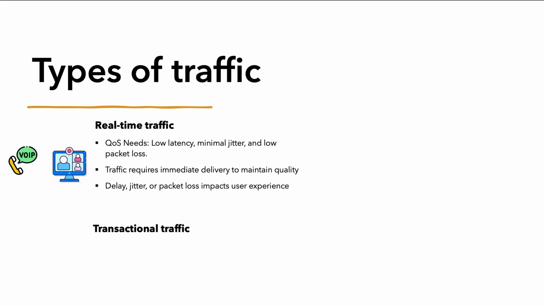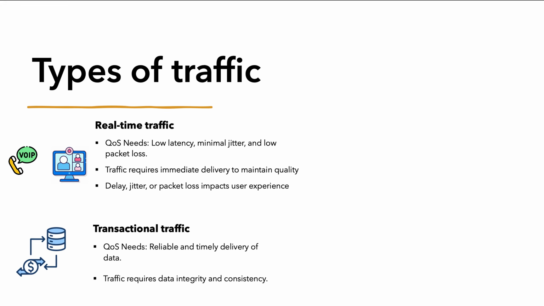The next type of traffic is transactional traffic, such as database transactions and financial transactions. The QoS need for this type of traffic is reliable and timely delivery of data. Transactional traffic requires data integrity and consistency. It needs to be delivered reliably and within an acceptable time frame to ensure the transactions are completed successfully.